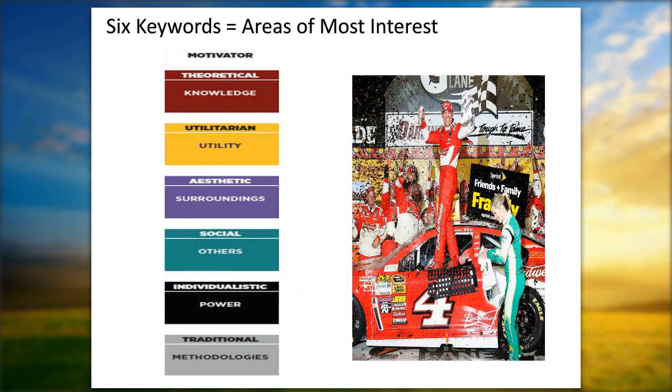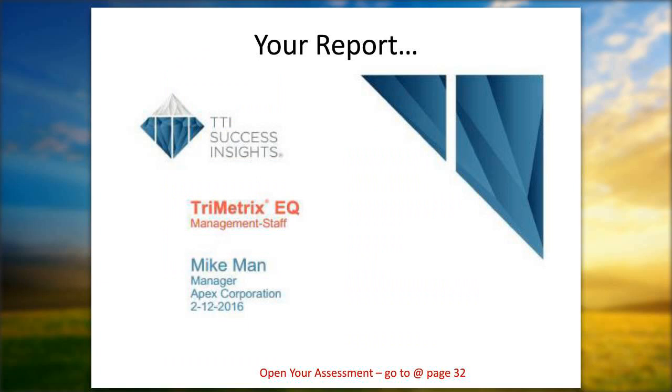There are different options, and they fall within 6 different categories, which are 6 different areas of interest, things that most interest you. The 6 different areas are knowledge, utility, surroundings, others, power, and methodology. And these are all measured on a continuum. So what you'll see in your assessment is your primary cluster, which are your top 4 on this continuum of these areas: knowledge, utilitarian, surroundings, others, power, and methodologies. And you will go into that next. So let's look at that.